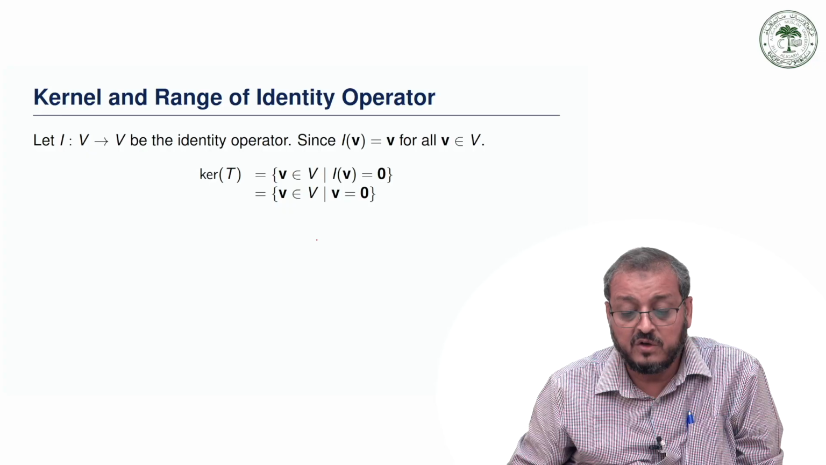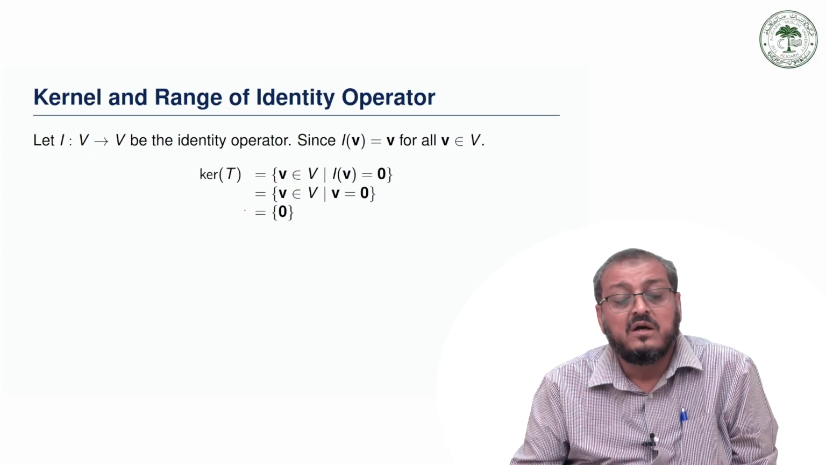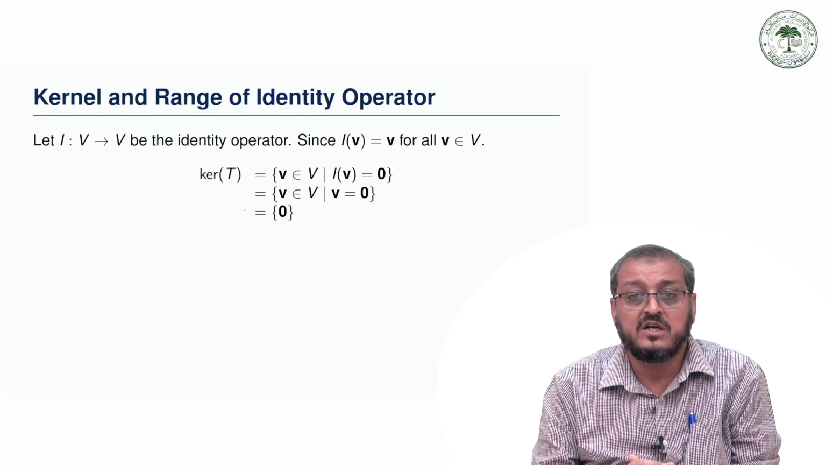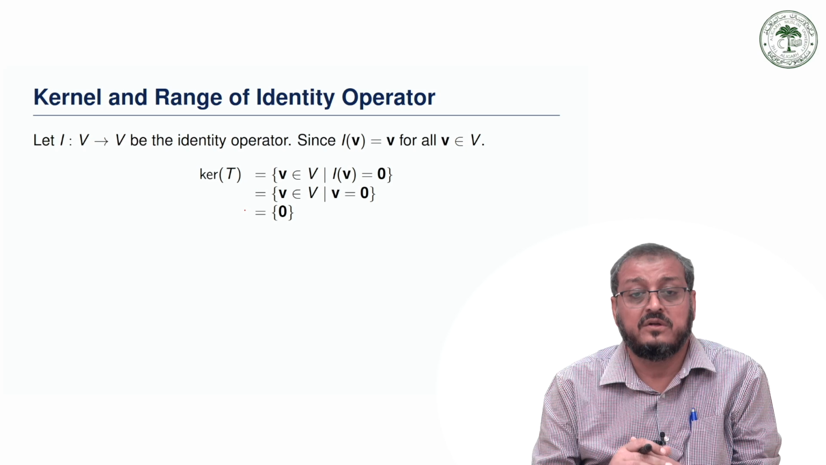So, I of V is equal to 0 means V is equal to 0, so in the whole space we have only the zero element in the kernel of T. In this case, if we have an identity operator, only the zero subspace is there.